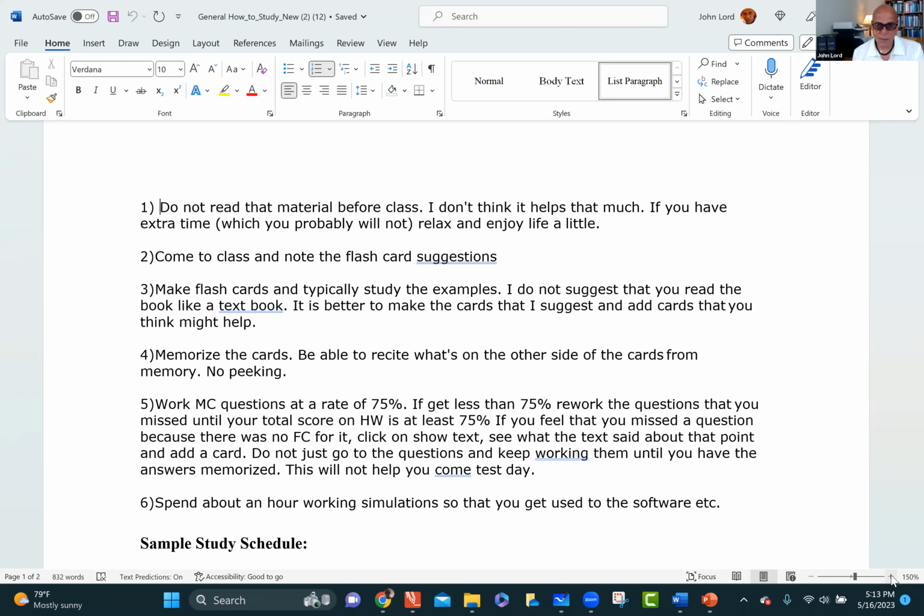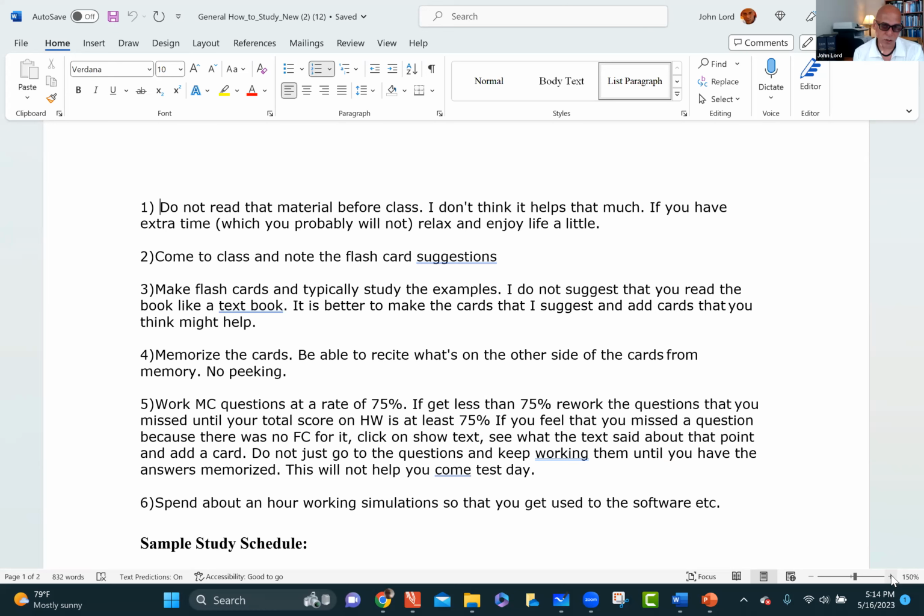Then after you've done that, and that's probably half of the 8 to 10 hours that I think it will take you to study each chapter, then and only then do you start working through the homework questions. Homework questions are the multiple choice questions and the task-based simulations, and you work those.